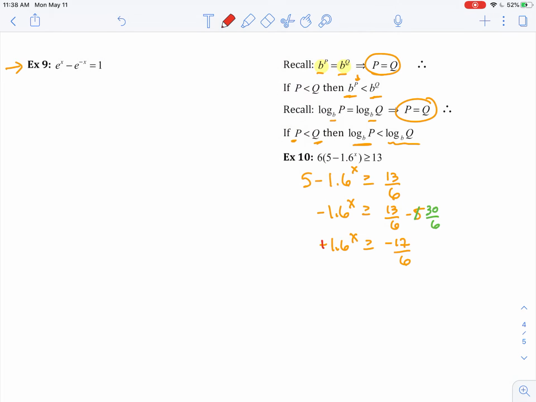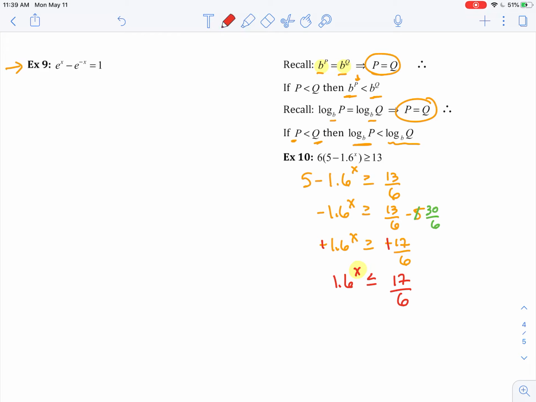And I can divide both sides by a negative 1. But recall, the one main rule you have to remember with inequalities is anytime you multiply or divide both sides by a negative number, we are going to need to switch that inequality sign. So we really have 1.6 to the x less than or equal to 17.6. And now, in order to solve for our unknown, which is in the exponent position, just like I can add 5 to both sides, divide by 7 on both sides, or subtract 3 from both sides, whatever I do to the left, I need to do to the right.